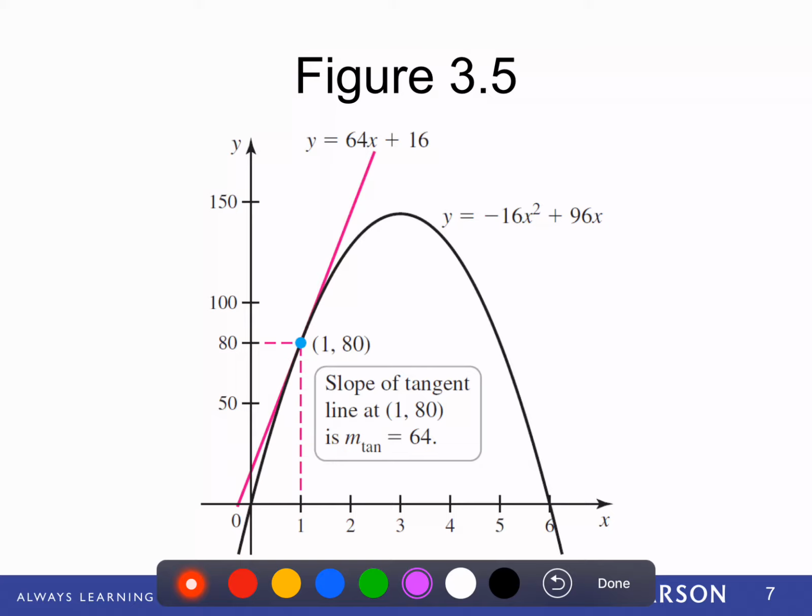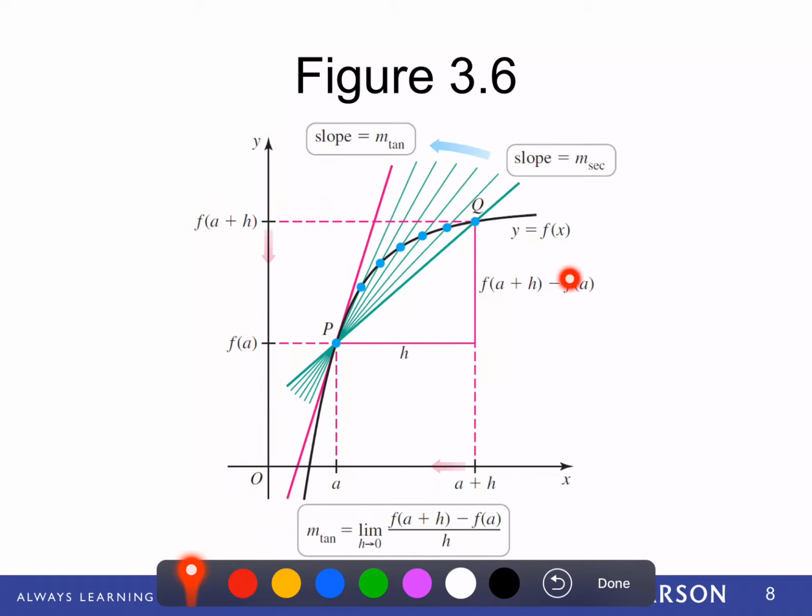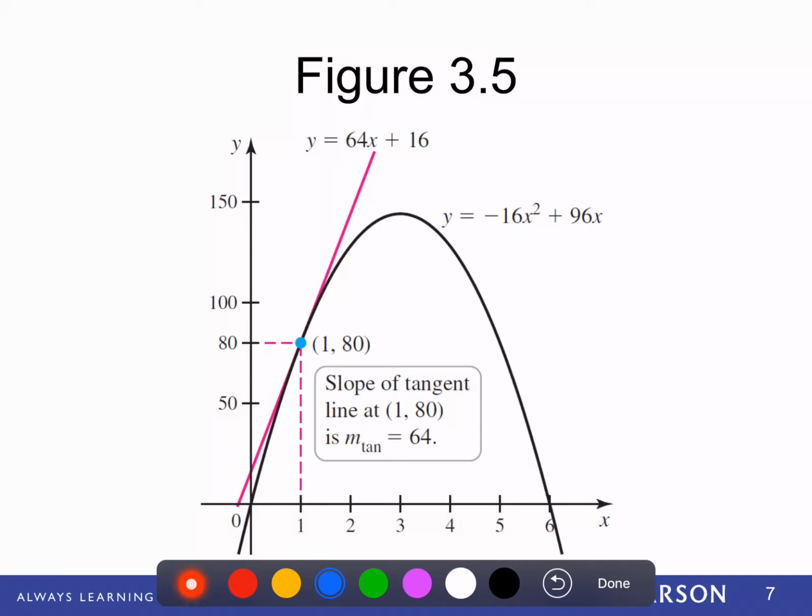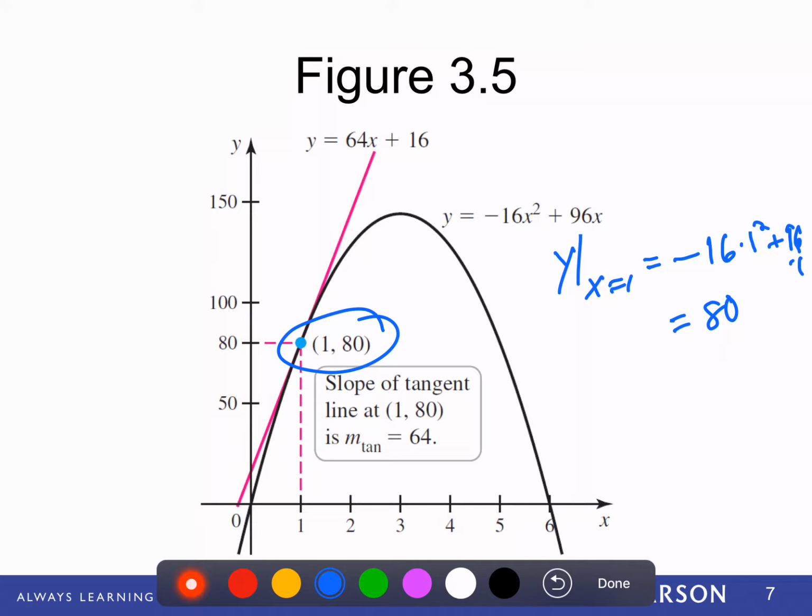Here is simply an example. We have the curve of y equals negative 16x squared plus 96x. If we somehow knew the slope of the tangent at the point (1, 80) was 64, I can create this equation here. Notice that if I put in 1 into this equation, I get that y when x equals 1 equals negative 16 times 1 squared plus 96 times 1, sorry for that, is 80. So we have the point (1, 80) here.